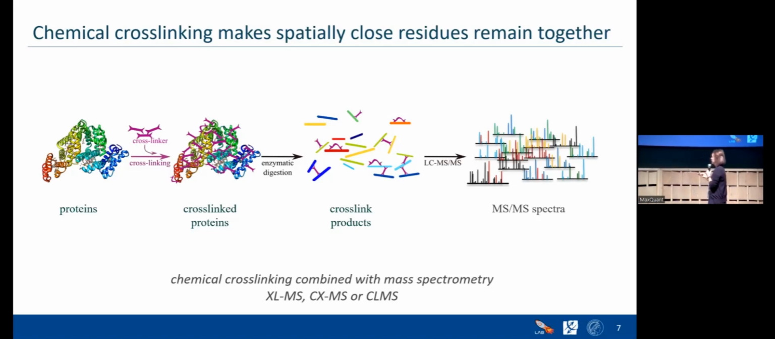And I also wrote here how we usually refer in the literature to this chemical crosslinking combined with mass spectrometry. When you read the paper, you will see XLMS, CXMS, or CLMS. So this is just for you to get familiar with the terminology.